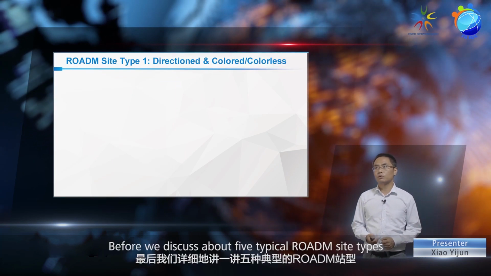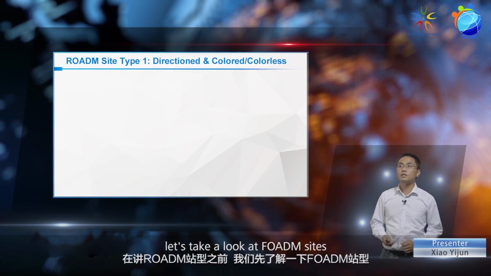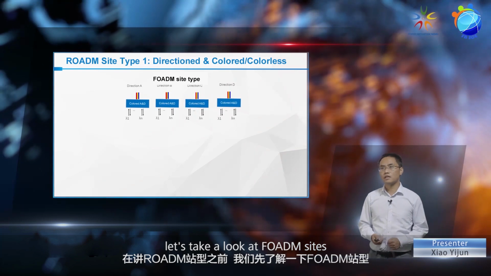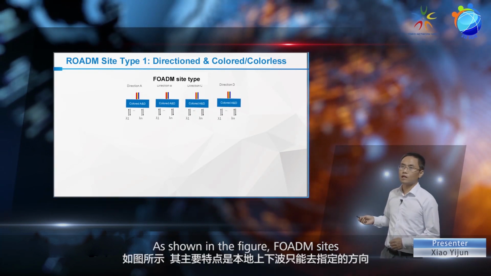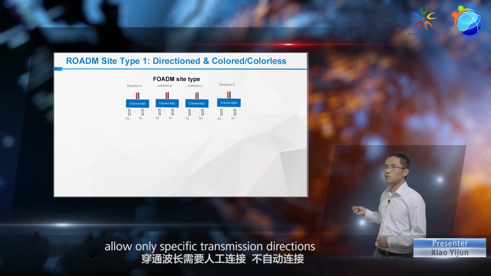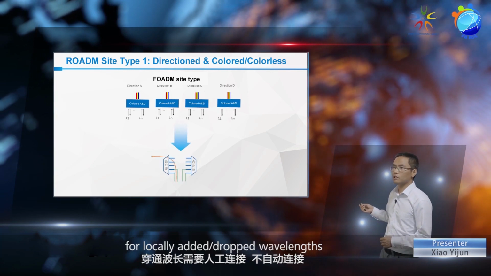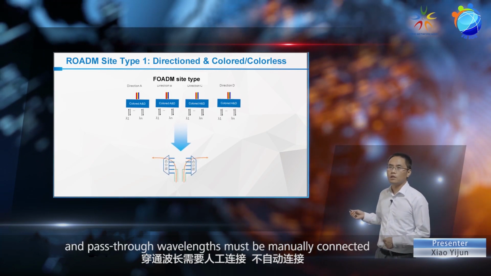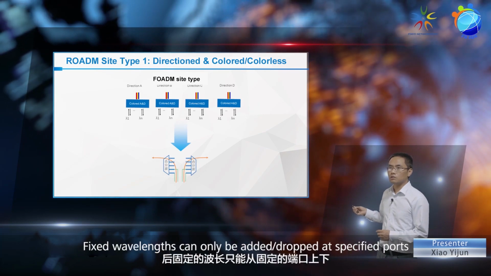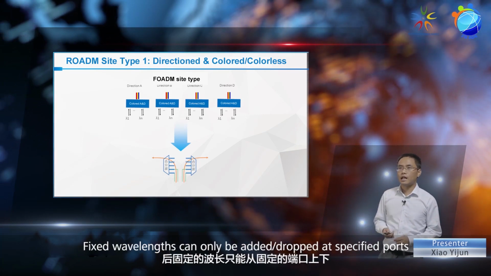Before we discuss the 5 typical ROADM site types, let's take a look at FOADM sites. As shown in the figure, FOADM sites allow only specific transmission directions for locally added, dropped wavelengths, and pass-through wavelengths must be manually connected. Fixed wavelengths can only be added, dropped at specified ports.